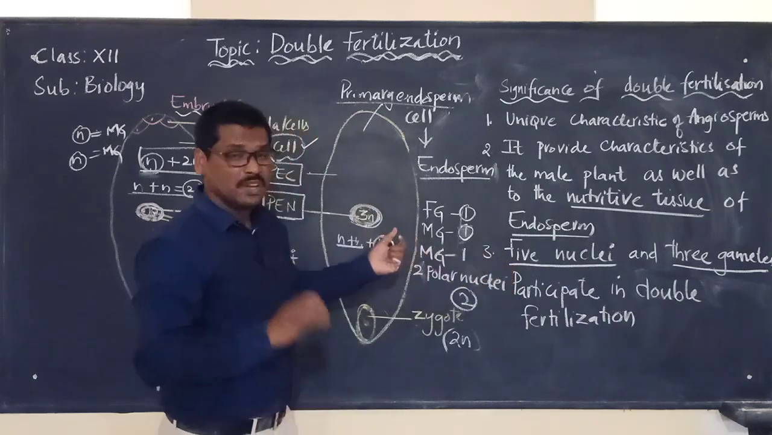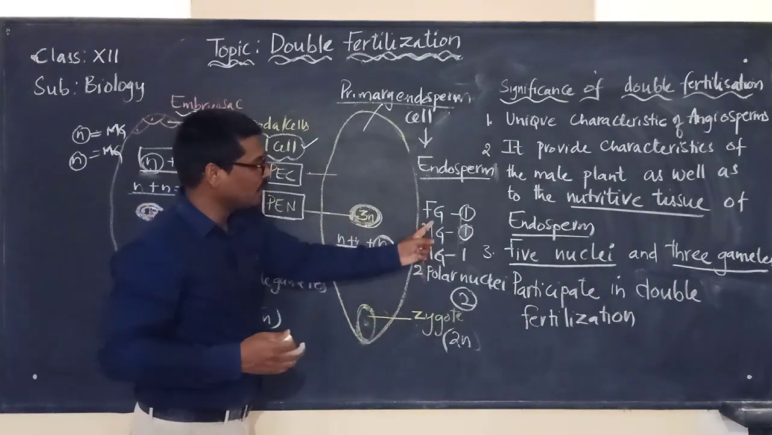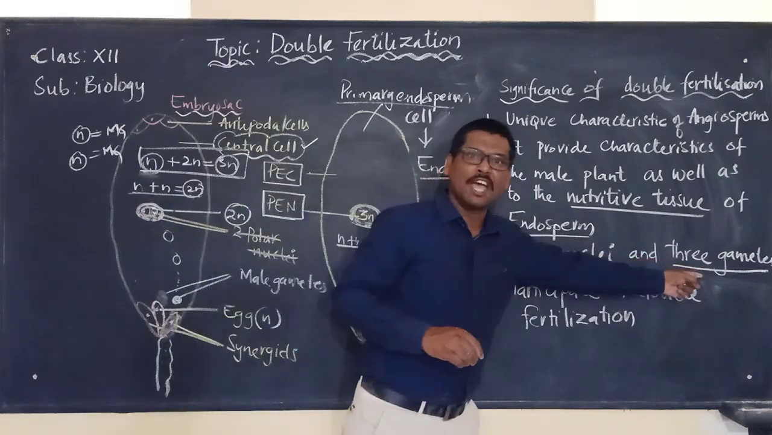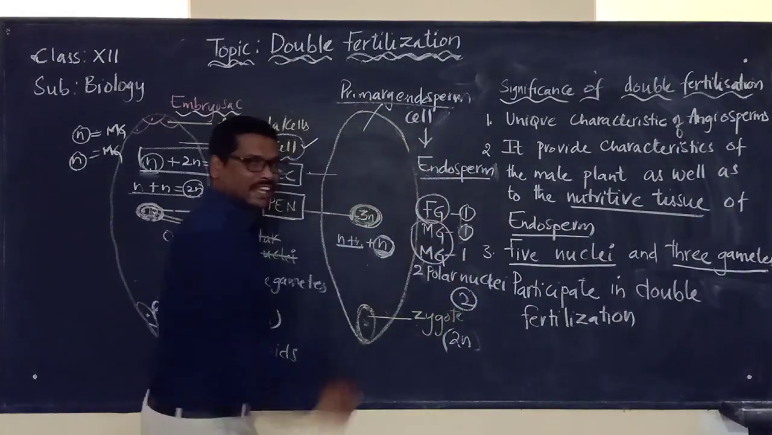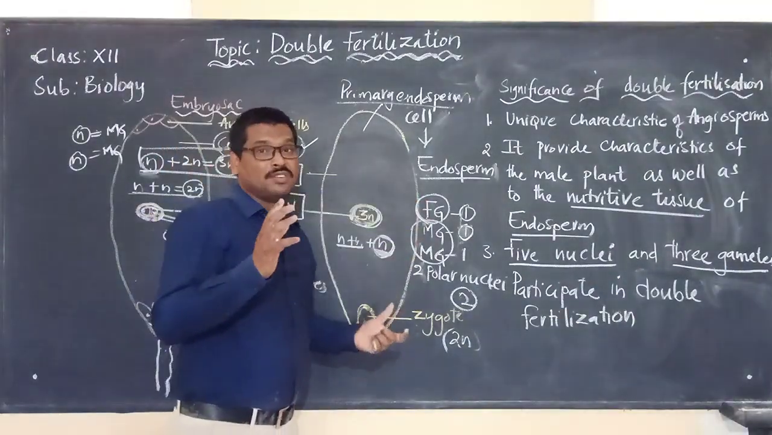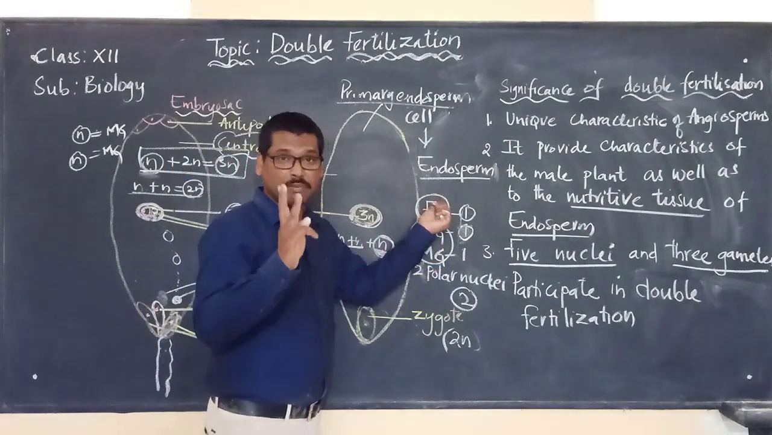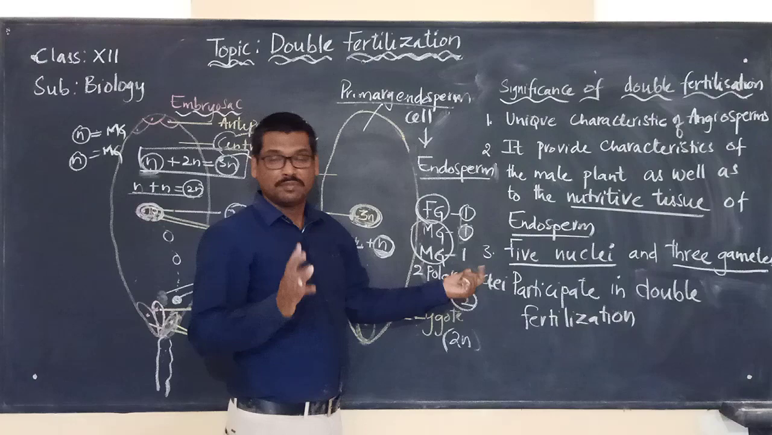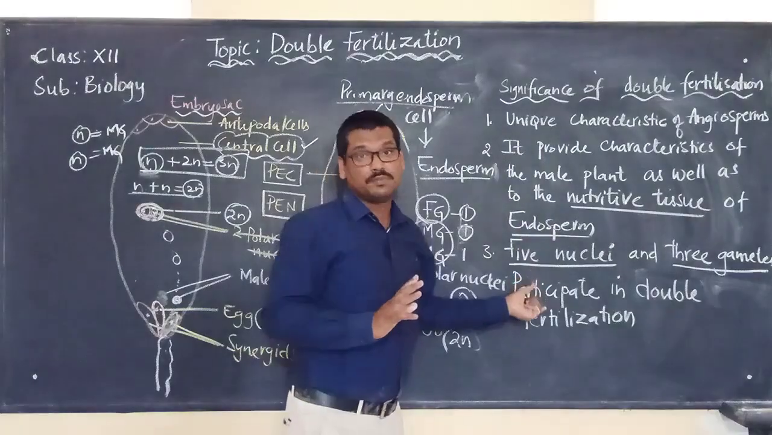Remember this, it's very important. 5 nuclei. 2 are polar nuclei, 2 male nuclei, and 1 egg, that is the female gamete. So total 5 nuclei are participating, and we said 3 gametes. What are these 3 gametes? 2 male gametes and 1 female gamete, means 3 gametes are there. 3 gametes. How many nuclei we said? 5 nuclei. So that is also one of the significance of the double fertilization.